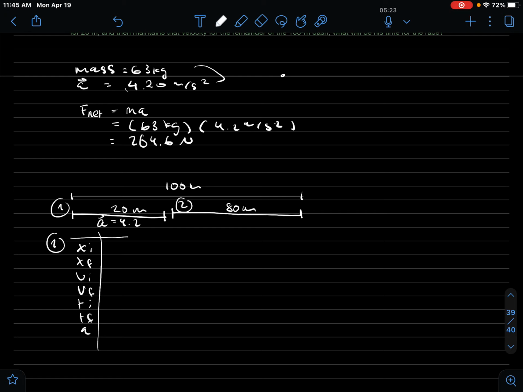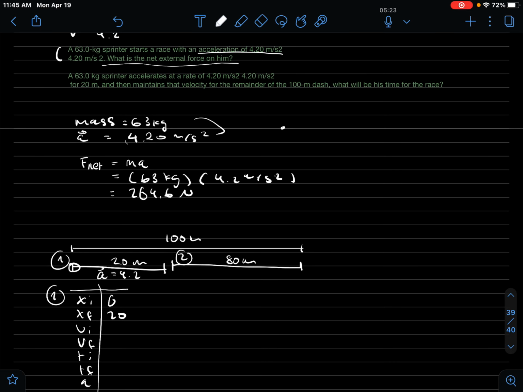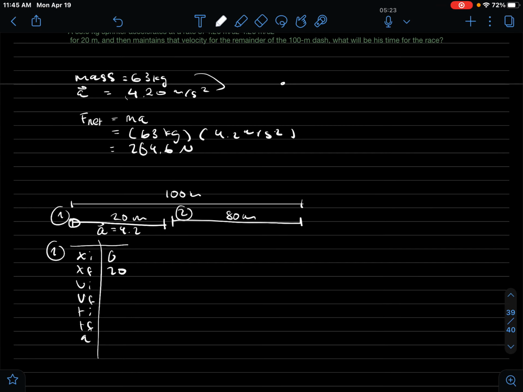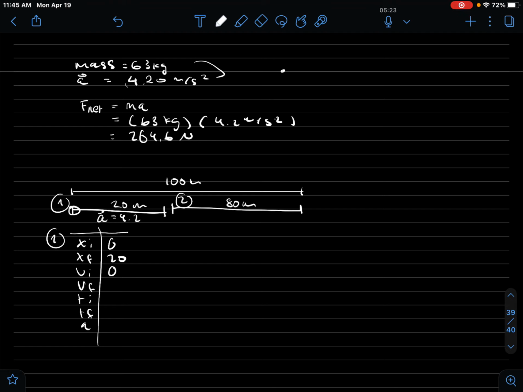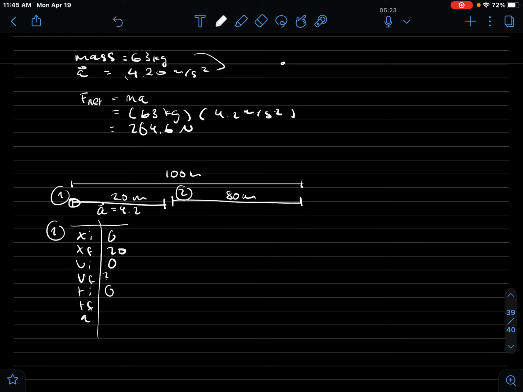Let's say he starts at the zero mark, so we'll put it at 0. The final mark is right here, which is 20 meters. The runner starts from rest, so his initial velocity is 0. We don't know his final velocity. For the time, let's say he starts at 0 seconds, and we don't know the final time. Acceleration, we know it is 4.2.